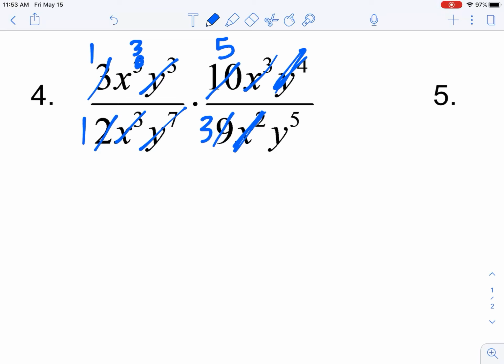And you could have done it in a different order too. There's not only one order of simplifying. That's just what I did. So hopefully you can figure out what works best for you.